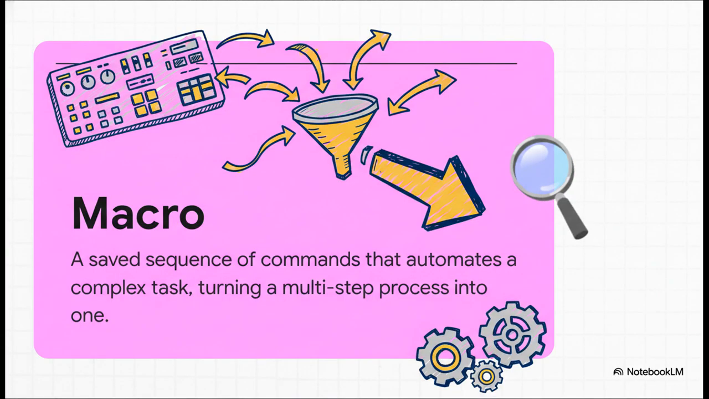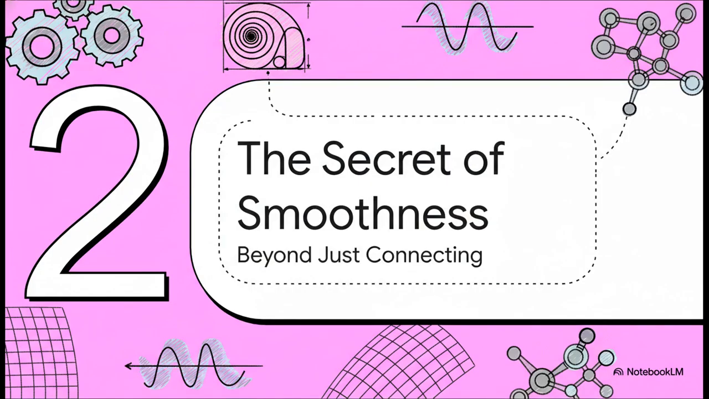So a macro is basically just a saved recipe of commands. It transforms a tedious, multi-click chore into a single, powerful instruction. This is really the foundation of a professional workflow. You're building a personalized cockpit where every single control is exactly where you need it to be. Okay, so having an efficient setup is key. We get that. But what about the design itself?